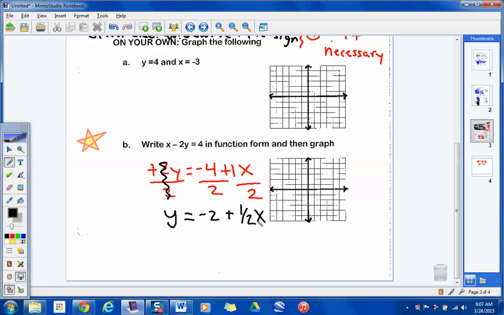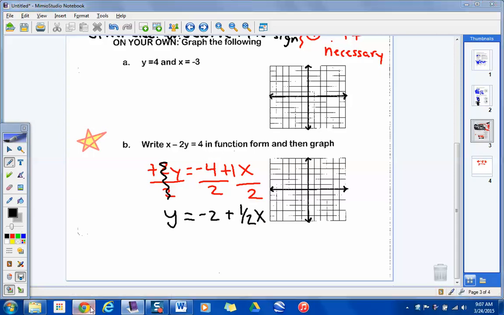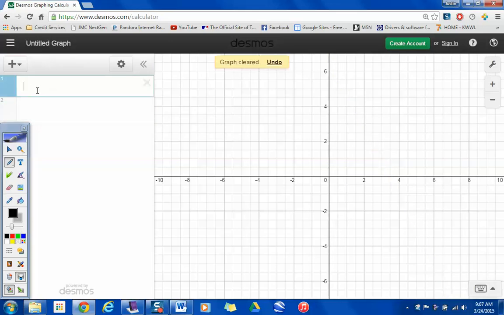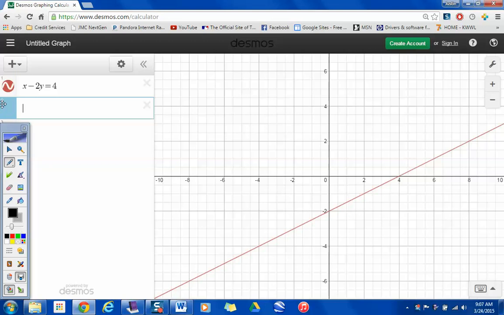Now one thing again, like I said, I would strongly encourage you to make sure you know function form is correct. And you know how to check to see if function form is correct now, don't you? Yes. So in your calculator, type in x equals, clear these out. Type in the original equation, Mrs. Miller? It's x minus 2y equals 4. And then the next one we got as function form was y equals negative 2 plus 1/2 x.